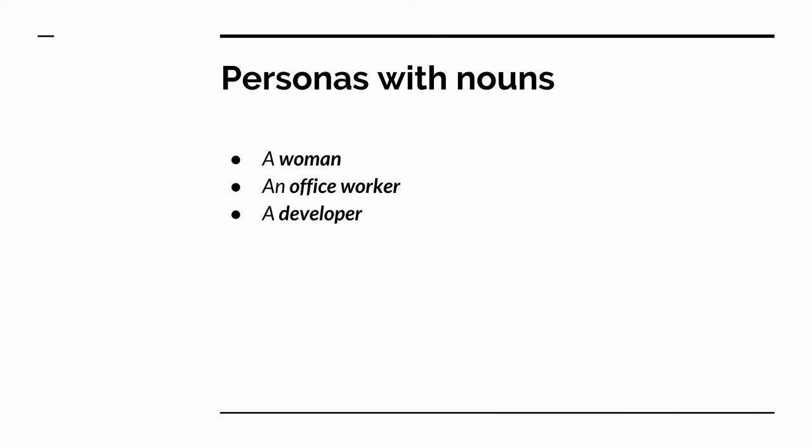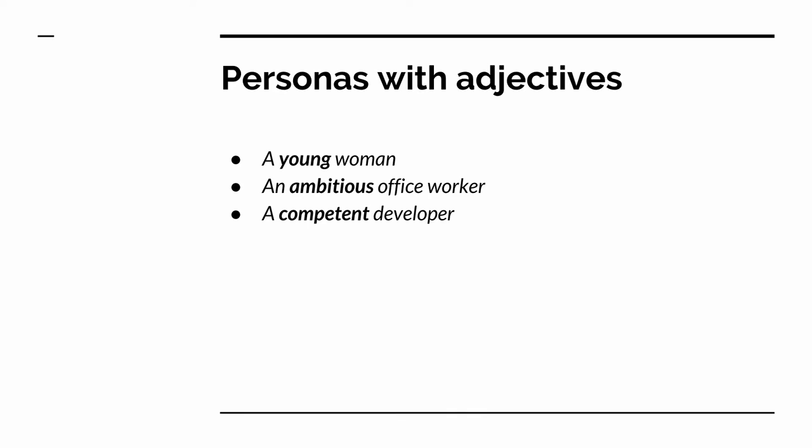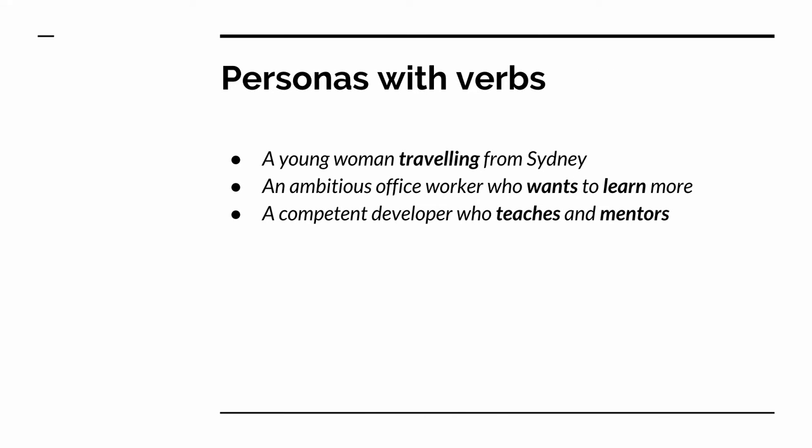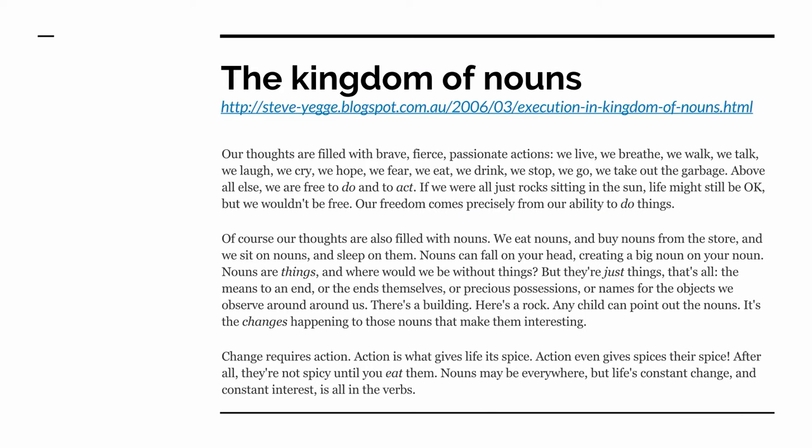So personas with nouns is like a woman, office worker, or developer. With adjectives, maybe it's a young woman, an ambitious office worker, or a company developer. With verbs, we're starting to get a sense of her story and what she's trying to do. So she's travelling from Sydney, she wants to learn more, she teaches in Victoria. The story starts from that when we add the verbs in. It's a really good way to think when you're looking at those personas: where are the verbs, and just start thinking in a verb-based, action-based mindset.